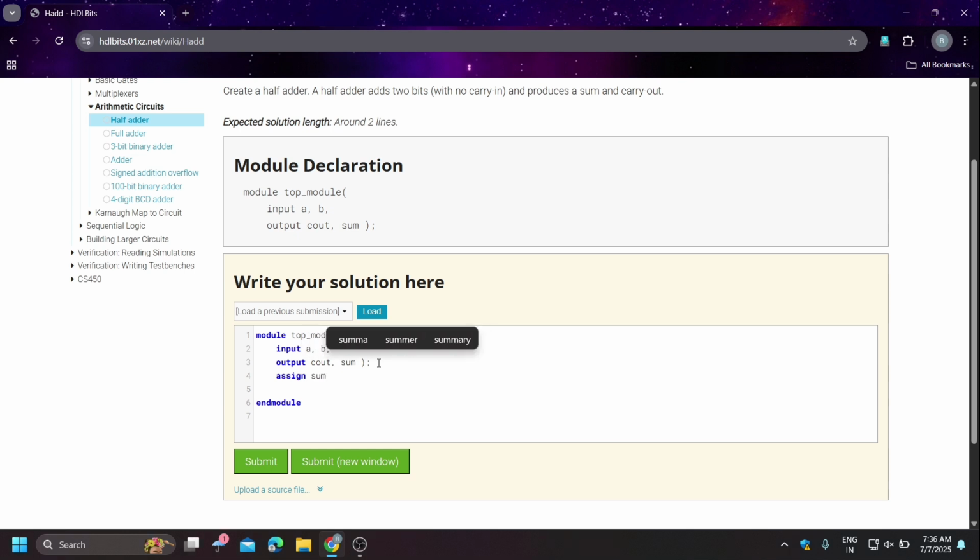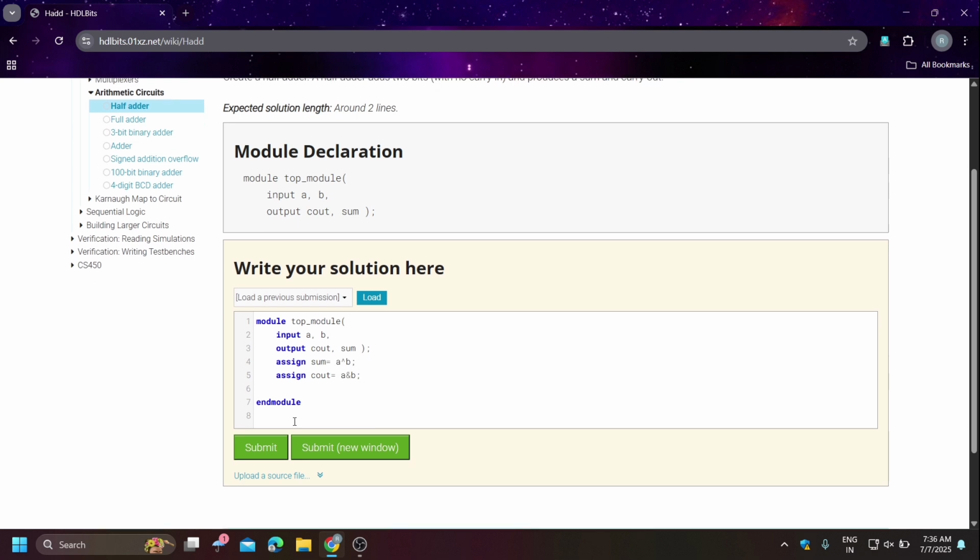What is the expression for sum in half adder? As we have two inputs, that expression is A XOR B. So A XOR B, this is for sum, and for carry out, assign C out equal to A and B. So this is the expression for C out.